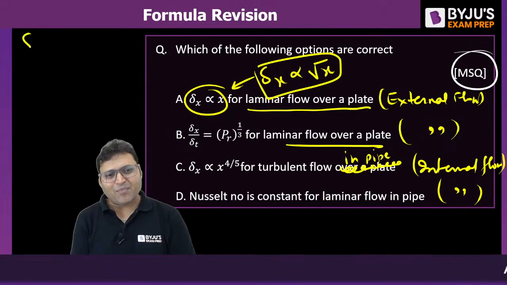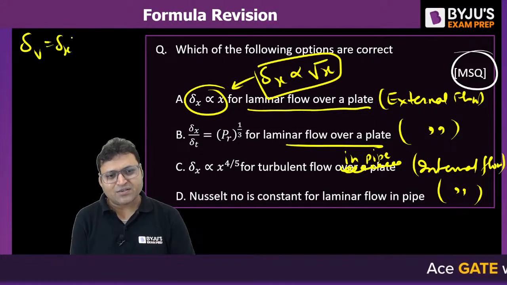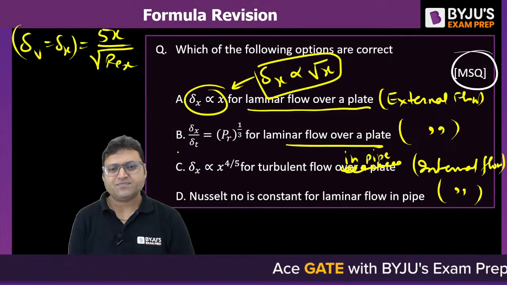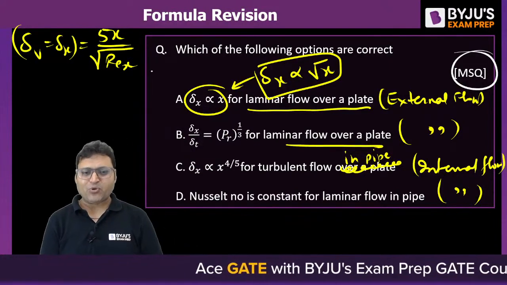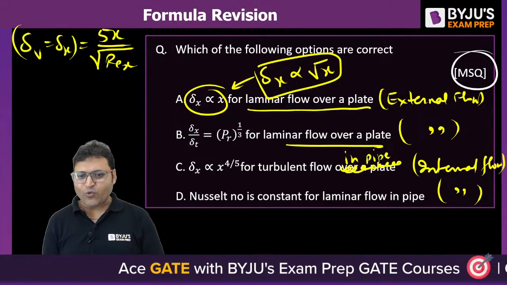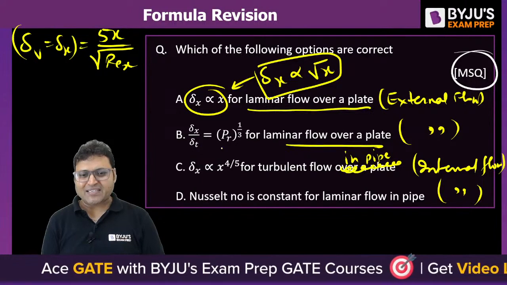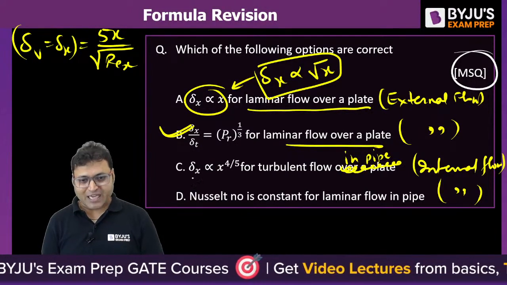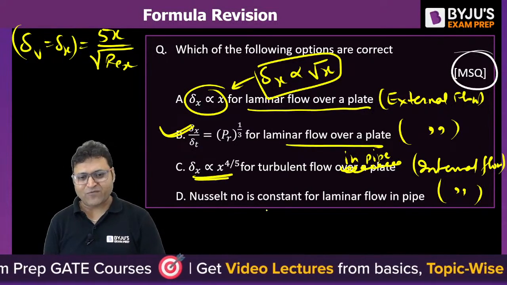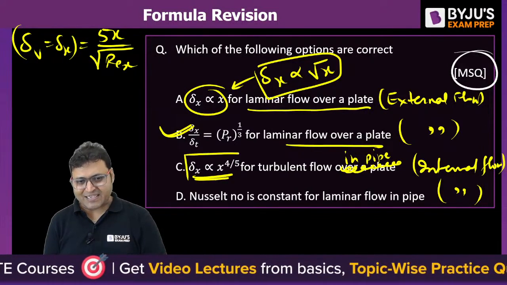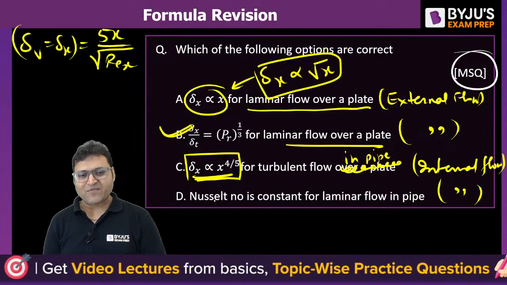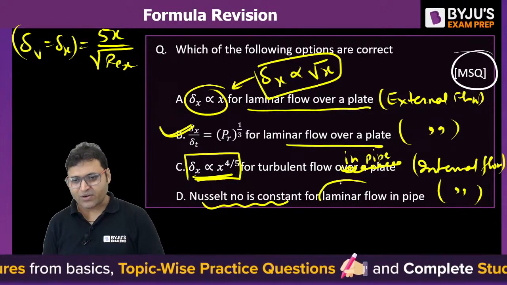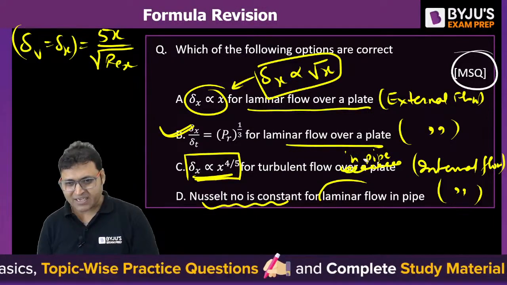In case of laminar boundary layer, delta V or delta X, one and the same thing, is given by 5x upon under root of Rex. So it will be directly proportional to root X. And for laminar flow over a flat plate, delta X by delta T is given by Prandtl number to the power 1 by 3. That is correct. And for turbulent flow, I have not talked about the turbulent flow yet. For turbulent flow, delta X is given by x to the power 4 by 5. And Nusselt number is constant if the flow is, sorry, it was correct, na?